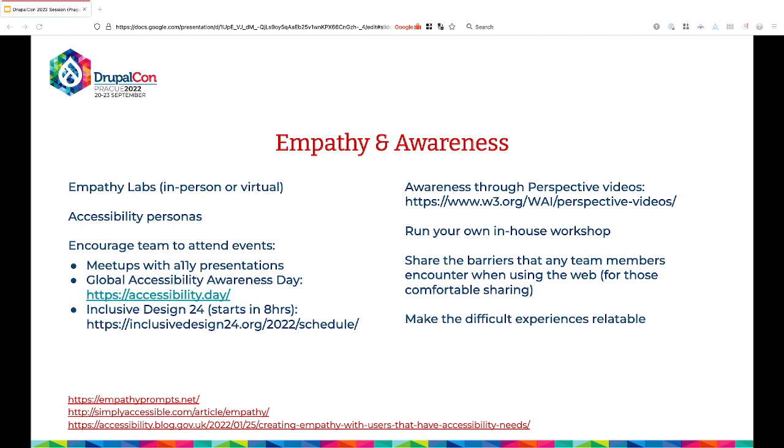The way to do that is to set up empathy labs. Gov.uk have a great virtual empathy lab set up with some Chrome profiles, and you can just get people to experience that. The W3C have some really short perspective videos that you can show to people, which show examples of how accessibility can help and the barriers people have. You can run your own in-house workshops where you show various videos, examples of people struggling, and even people within the organization, if they're willing to share and explain the barriers they have every day in using digital products.